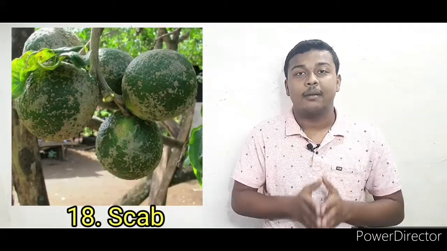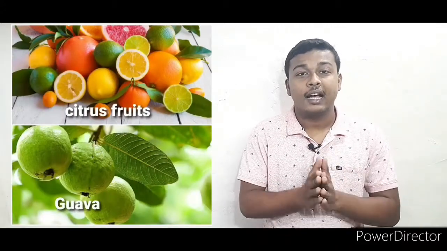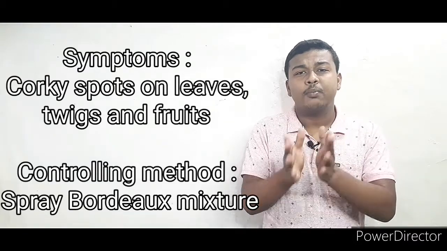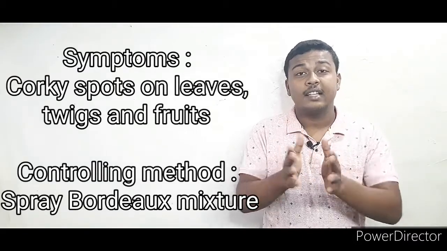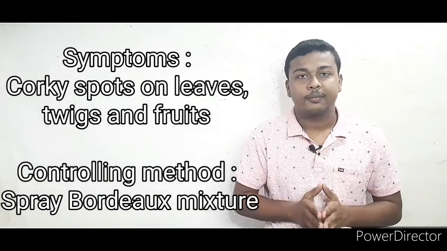Next disease is the scab. And fruit crops affected by this kind of disease are the citrus fruits as well as guava. Symptoms of this disease are corky spots on the leaves, twigs as well as the fruits. And to control this, spray Bordeaux mixture.